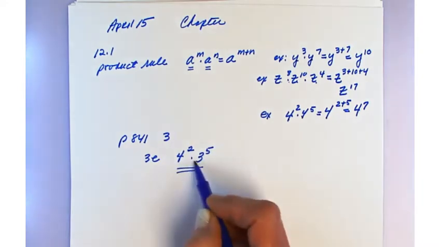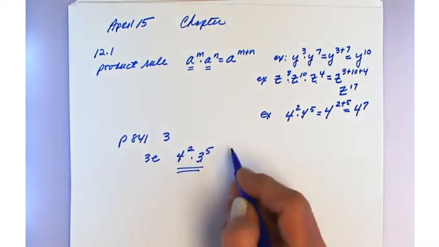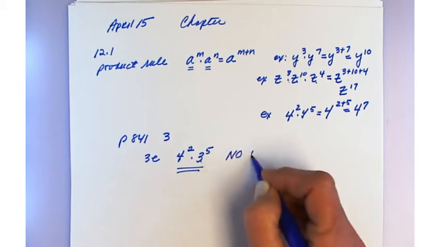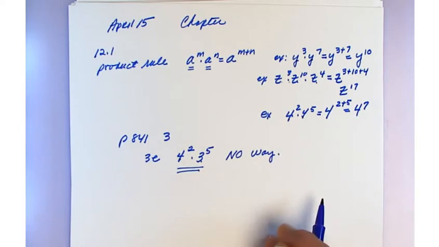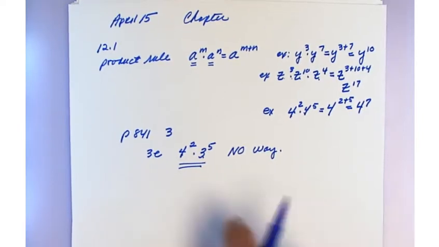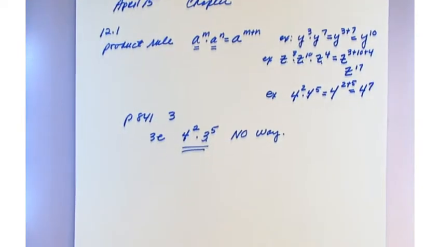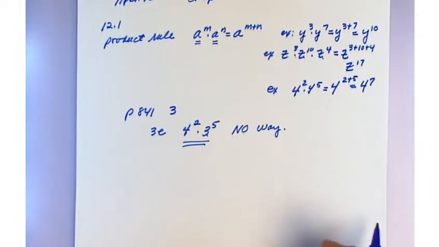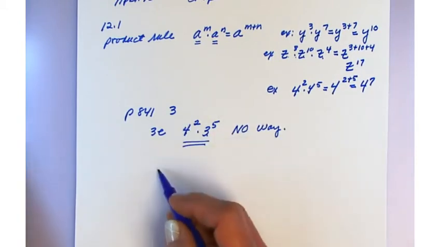But here we have base 4, and then we have base 3. There is no way we can multiply these. We cannot simplify the exponents at all. The only thing we could do is say, okay, 4 squared is 16, then figure out what 3 to the 5 is and multiply it, but we cannot do it in that form right there.